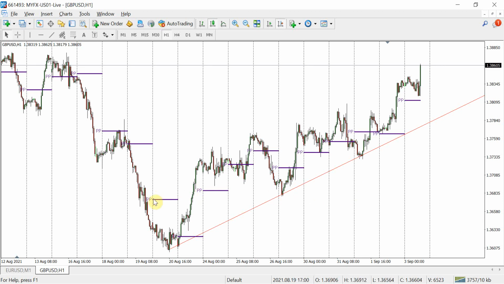So if you take this level over here, on the day it was created, price was nowhere near that pivot point. But the next day, price hit that pivot point here. This is a missed pivot on the day. It took 1, 2, 3 days for price to hit that missed pivot.